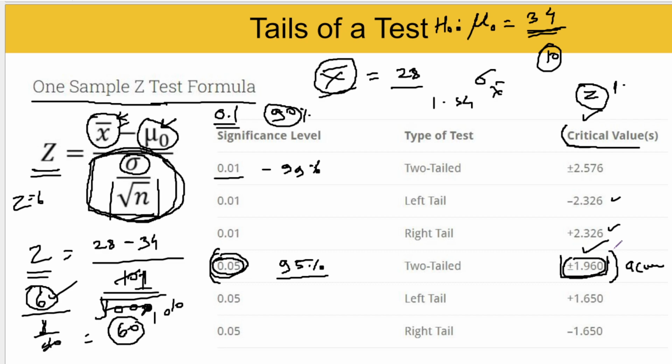As it is greater than that, we will reject the null hypothesis, and we will say that we are accepting the alternate hypothesis, which is mu not equal to 34. Until here clear, everyone? Any doubt in today's session?